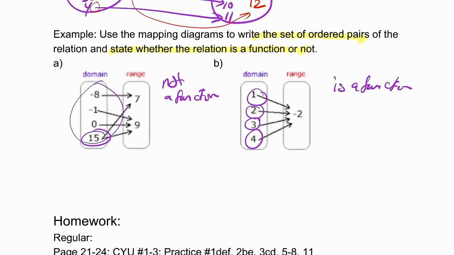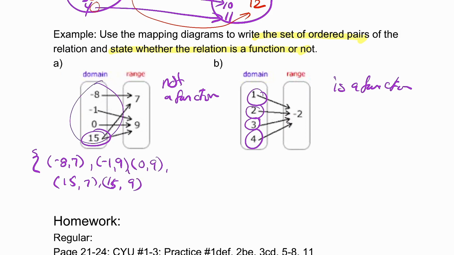Now, let's write the coordinate pairs. In this case, this is going to be -8, 7. -1 maps to 9. 0 also maps to 9. And then this is where we discover that it's not a function, because 15 maps to 7, but 15 also maps to 9. Okay, so that's the set of ordered pairs.